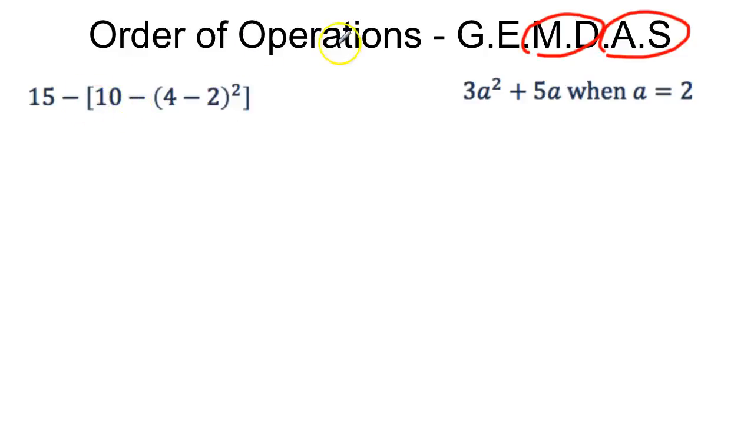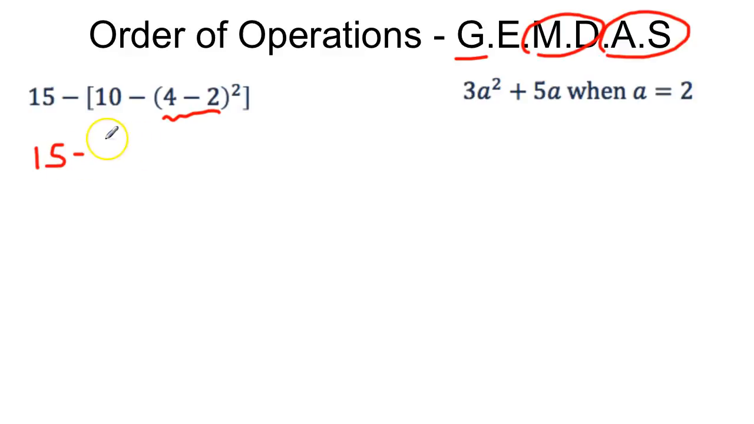So first, we look at, does this have any grouping symbols? I see a bracket and I see parentheses. Those are both grouping symbols, so we want to do the one on the inside first. Okay, so I'm going to do this 4 minus 2 first. When I do this, I copy everything down so I make sure I don't make any mistakes. So I'm not changing the 15.